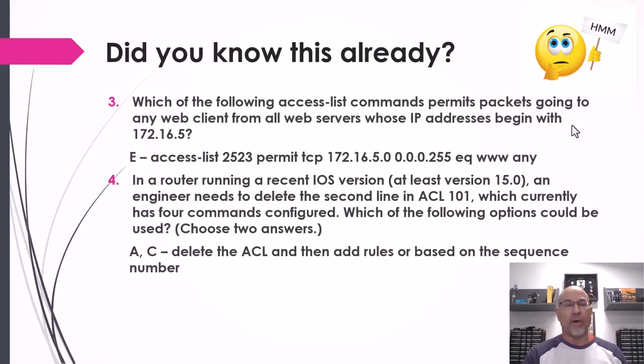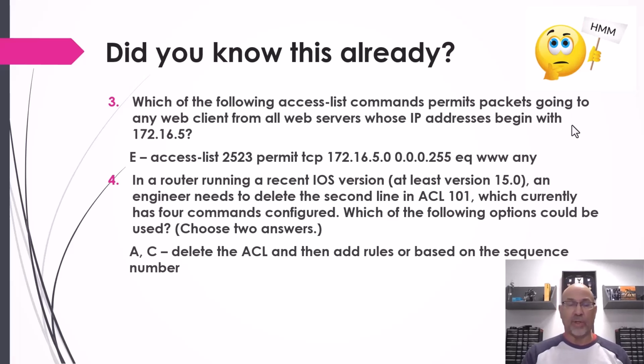Question number 4, in a router running a recent IOS version, right? So that's 15. An engineer needs to delete the second line in ACL 101, which currently has 4 commands configured. Which of the following options could be used? Well, you could get rid of them based on the sequence number, like I just did, or you could kill off all of the ACLs and then put the ones back that you needed. Those are the only options in that particular question.